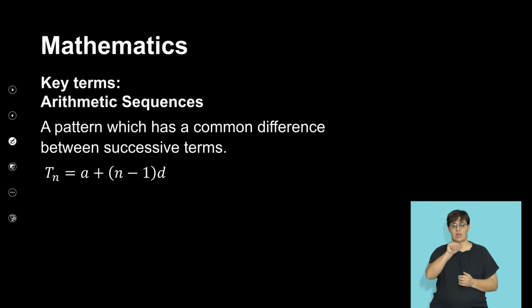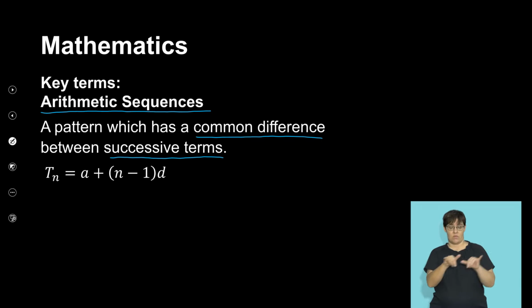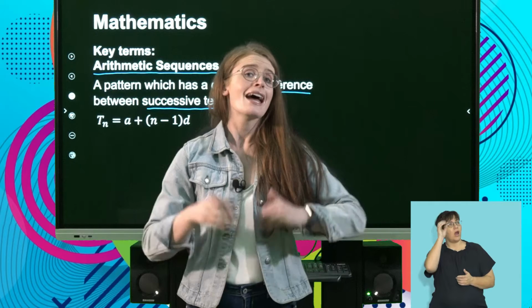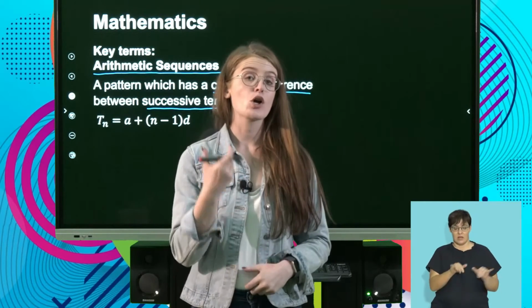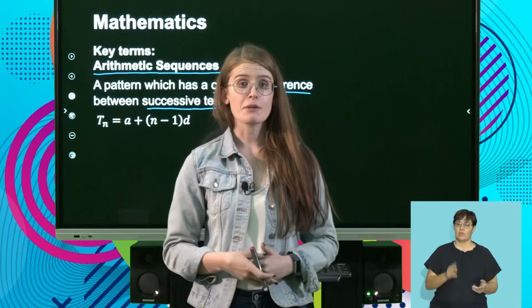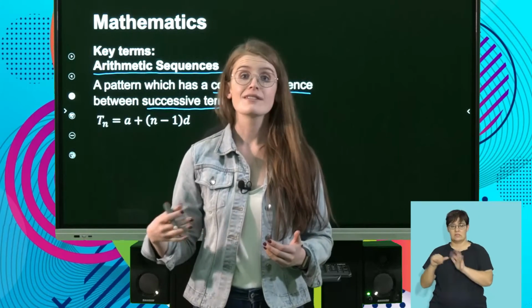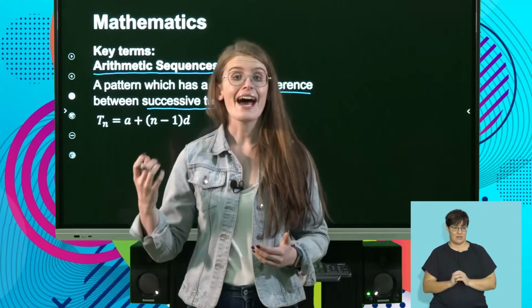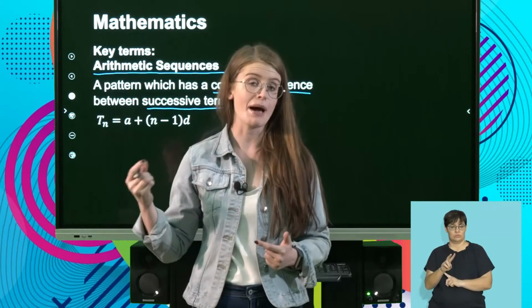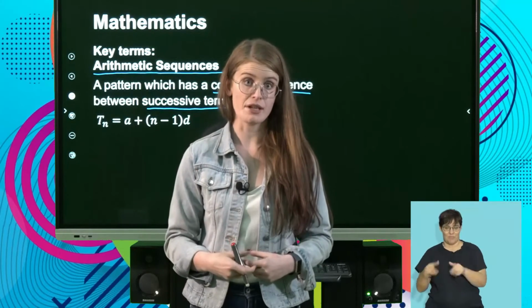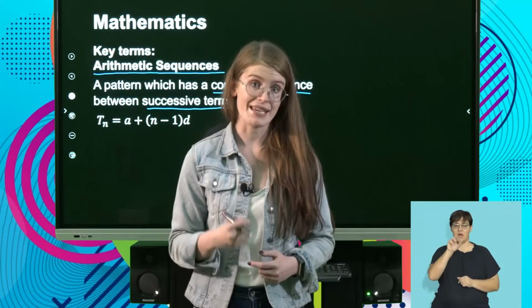So an arithmetic sequence. This is a pattern which has a common difference between successive terms. So guys, hopefully this does ring a bell. An arithmetic sequence's most important property is the fact that there is a common difference. So if I look at the pattern that goes 2, 4, 6, 8, 10, I can see that each time the difference has been positive 2, as each term has increased by positive 2. So if there is a common difference, that means that it is an arithmetic sequence.